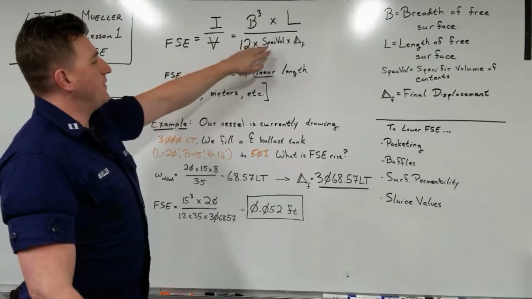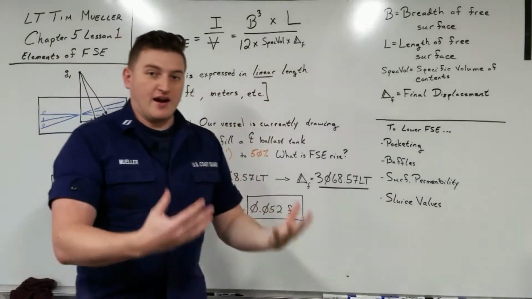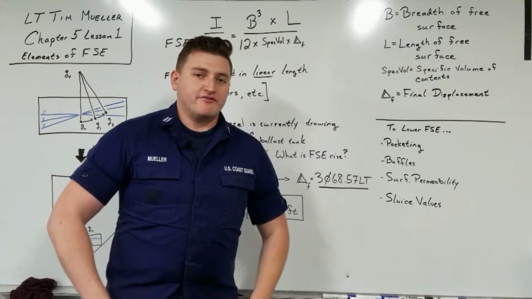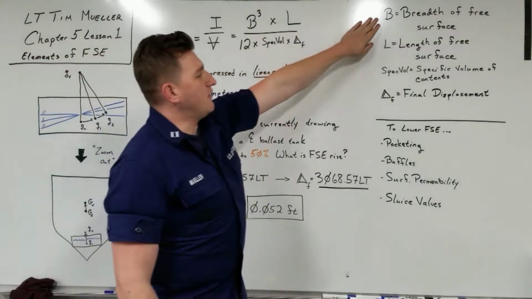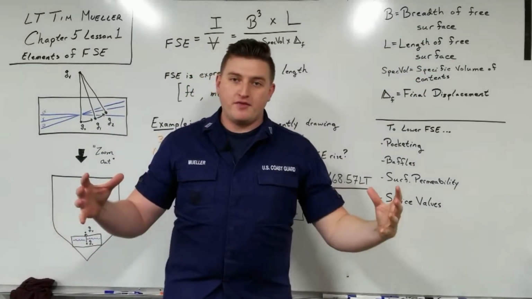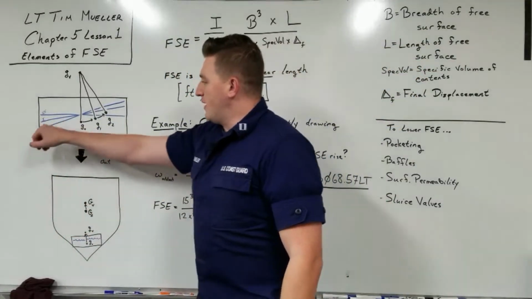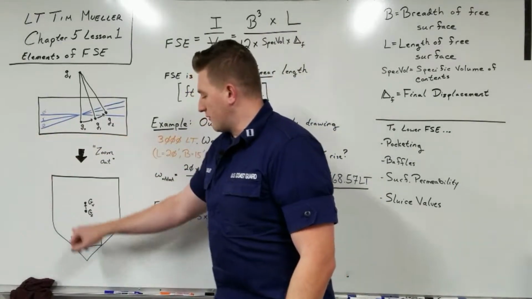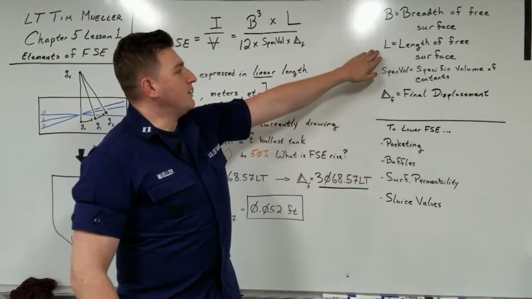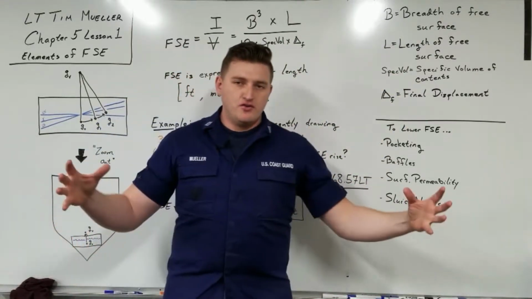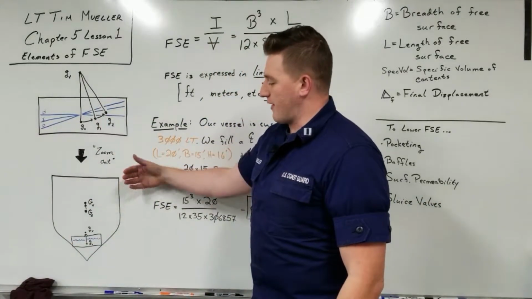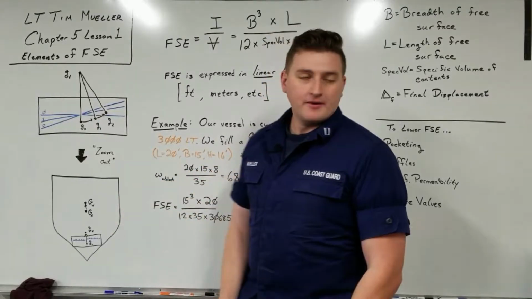And the submerged volume is the specific volume of the contents of the tank times the final displacement of the ship itself. Now, we see over here, B is the breadth of the free surface. Breadth being another name for the width. So that B would be this distance here, or down here, it'd be this. L, the length of the free surface, is that longitudinal length from bow to stern. So on these diagrams, it would be going into or out of the page here.